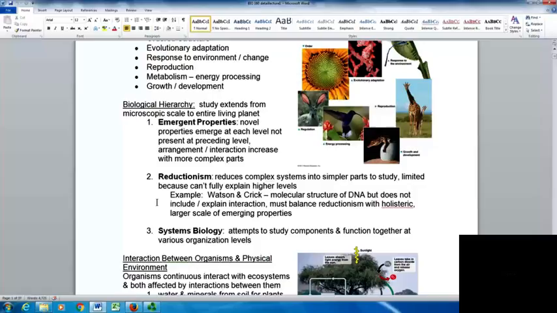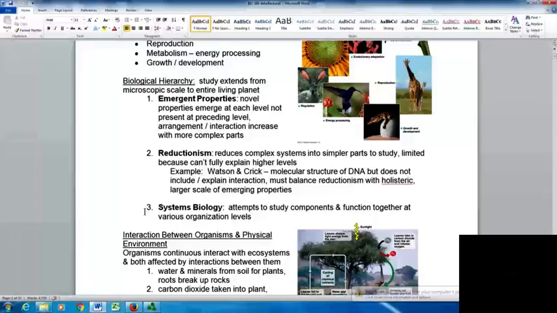However, there is some limits to doing this because you can't explain the higher levels. For example, Watson and Crick established the molecular structure of DNA. That was a very important discovery, but it does not include or explain the interactions of DNA. So when looking at these things, it is important to balance reductionism with more of a holistic approach so that you can look at the larger scale of emerging properties. How we study a lot of times is systems biology, where we're going to study the components and their functions together at various organization levels.